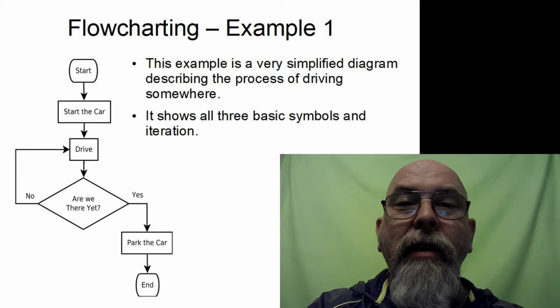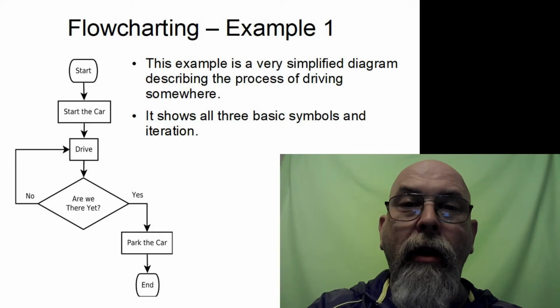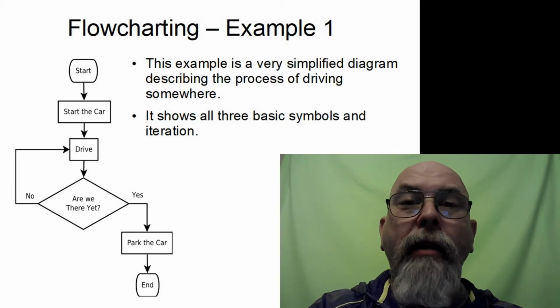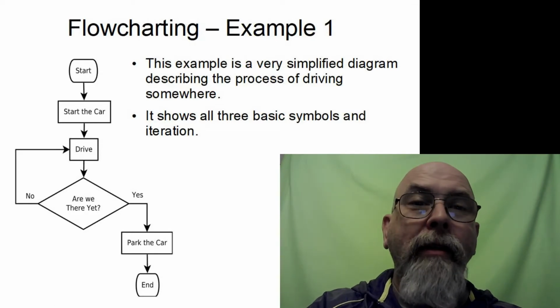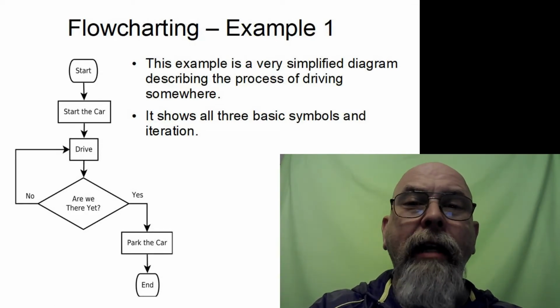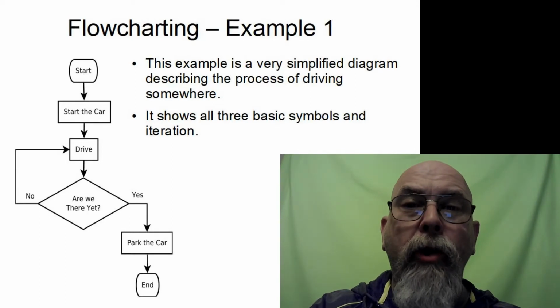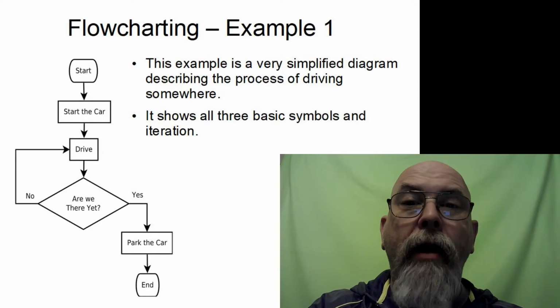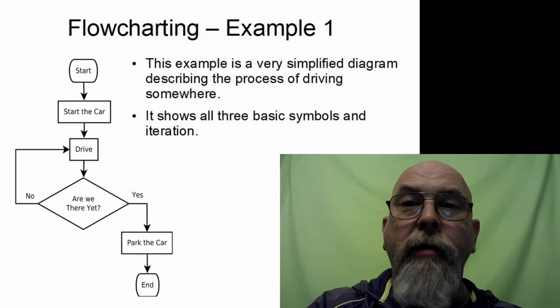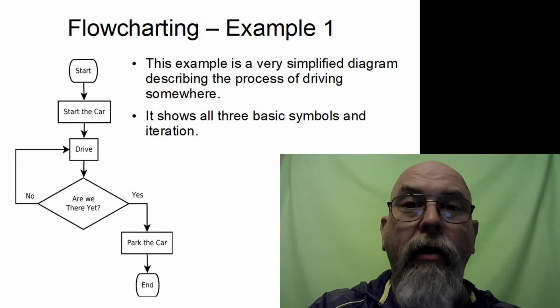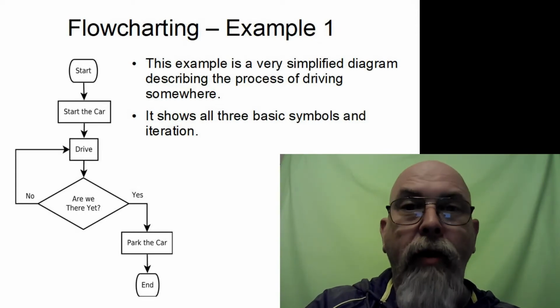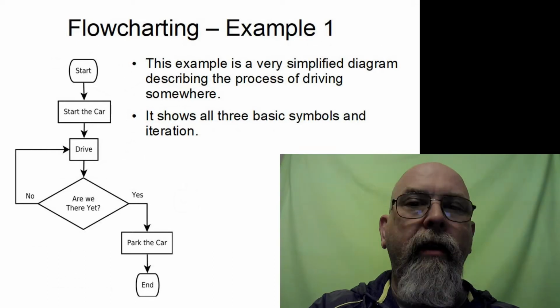So you can see that this very simple flowchart describes the whole process of driving somewhere. It shows all three basic symbols, and it shows a technique that we use in computer programming known as iteration, where we go around and around in a circle trying to solve something or do something. As you can see, we keep driving, and regularly we check are we there yet, and then we drive some more.